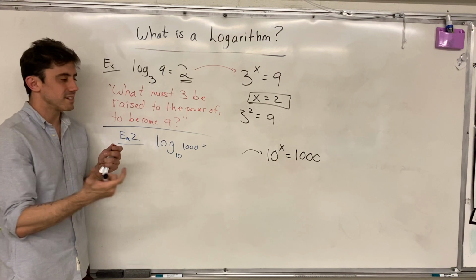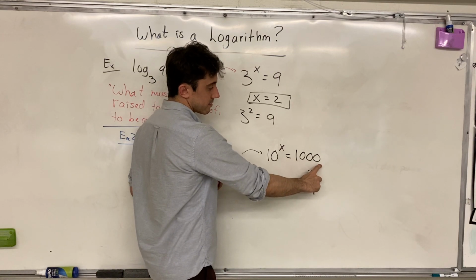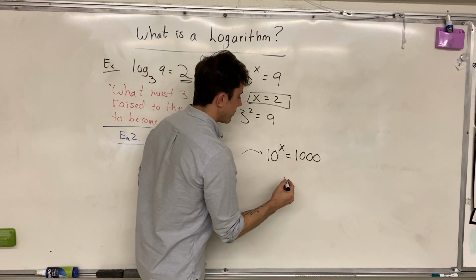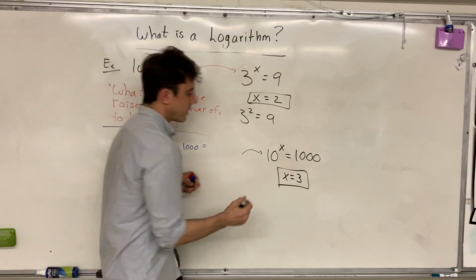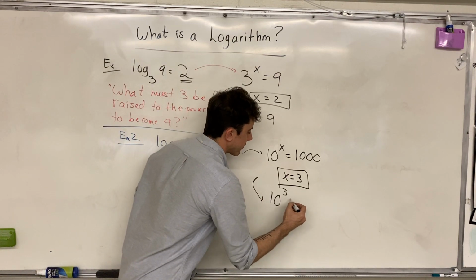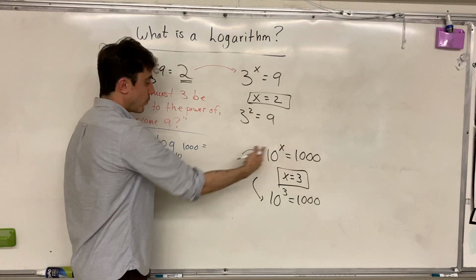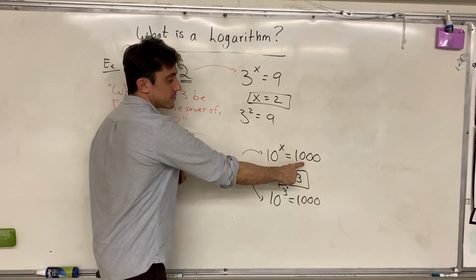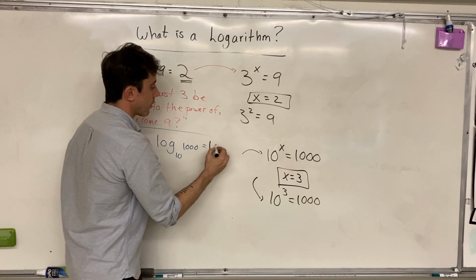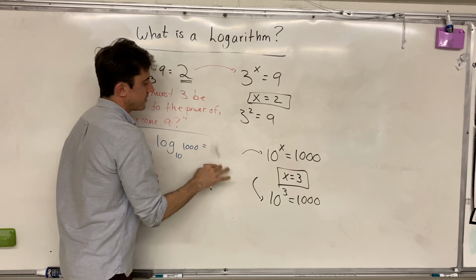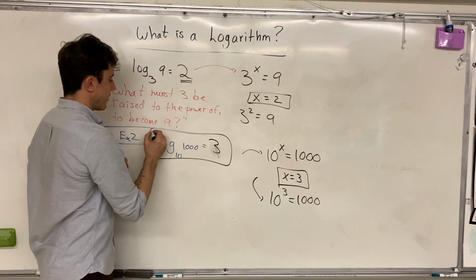Hopefully this highlights the question in a different way that lets your brain think about it more clearly, because we have a 1 and 3 zeros here, and so it's clear to see that 10 to the power of 3 is equal to 1,000, and so our solution is that x is equal to 3. We can verify, because we know that 10 to the power of 3 is in fact equal to 1,000. And so, since this is the exact same question, 10 must be raised to what power to become 1,000? Our logarithm is equal to 3. And that's it. This is the value of our logarithm.